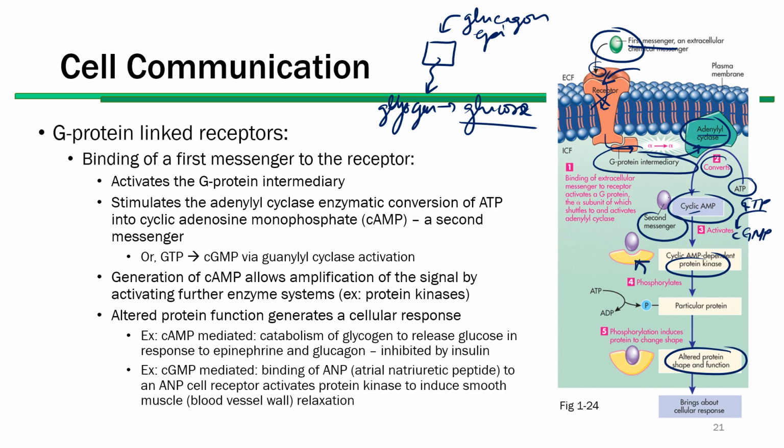One of the things that cyclic GMP mediates is the effect of binding of atrial natriuretic peptide. That would activate the cyclic GMP that activates a protein kinase to induce smooth muscle or blood vessel wall relaxation. And we'll look more at the effects of ANP here in a little bit.